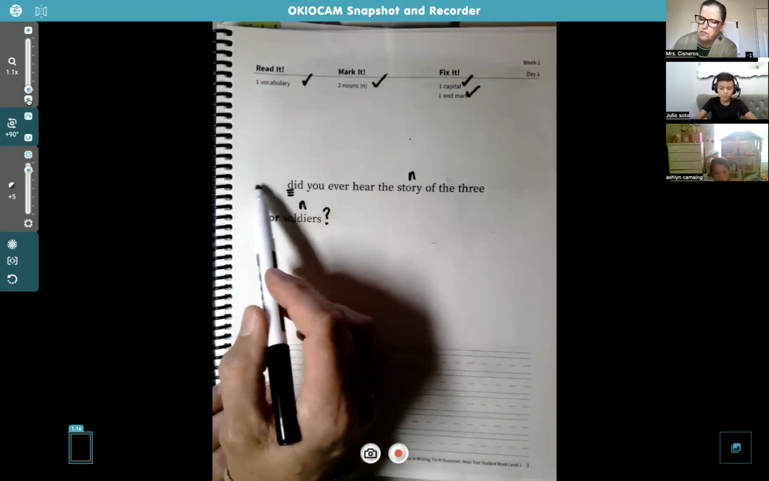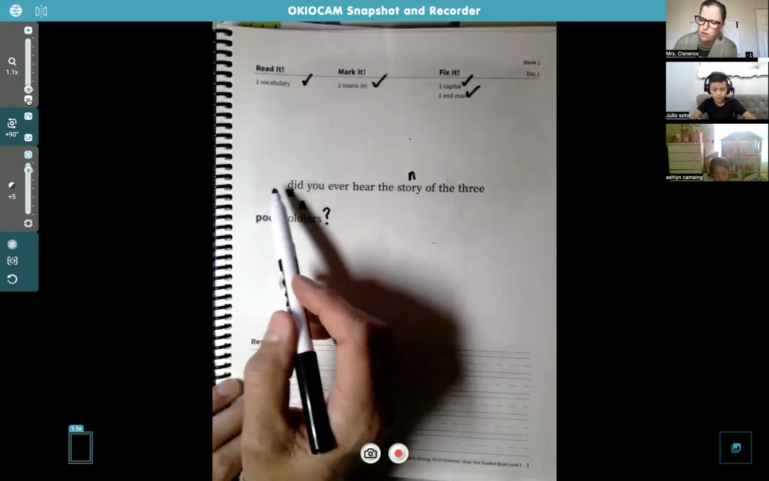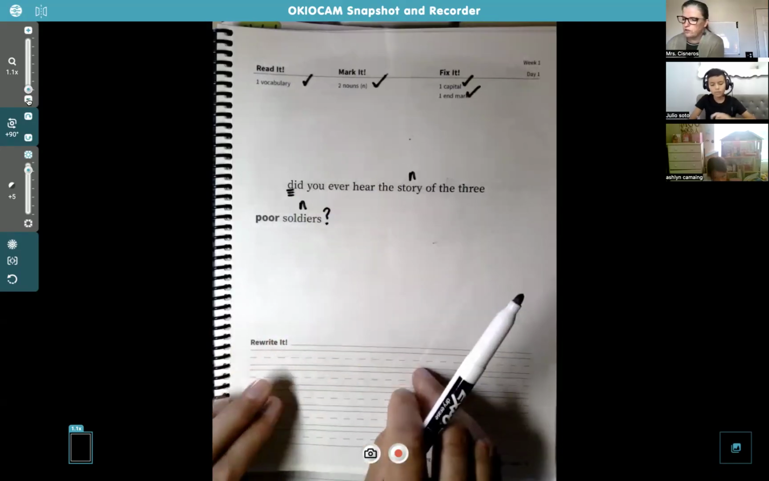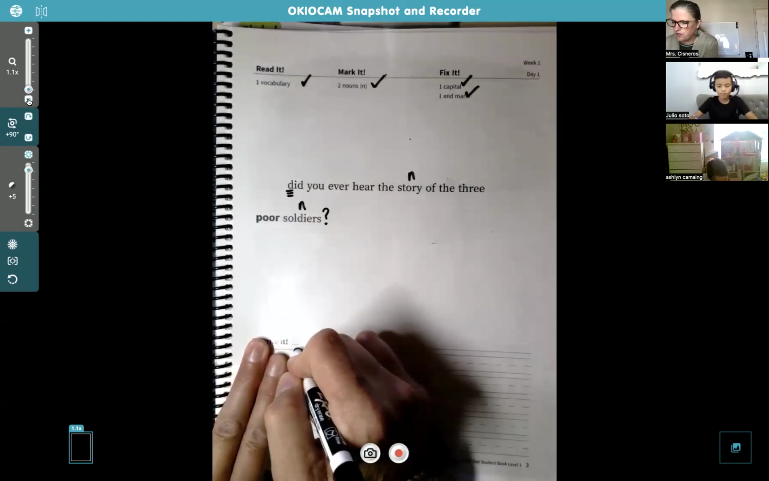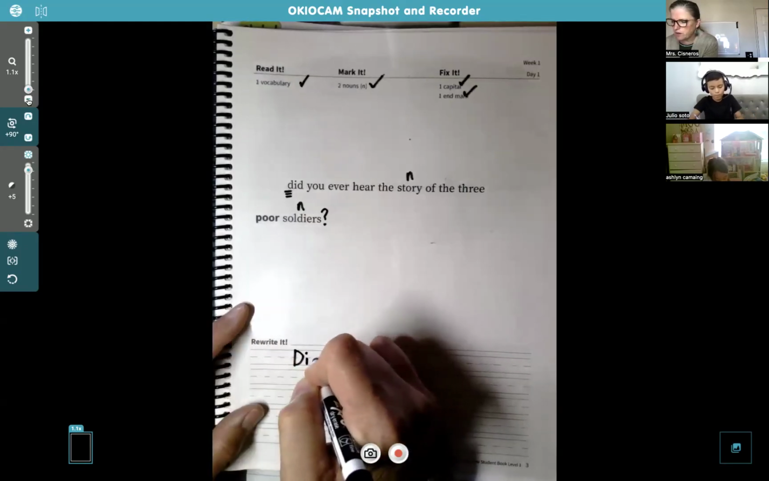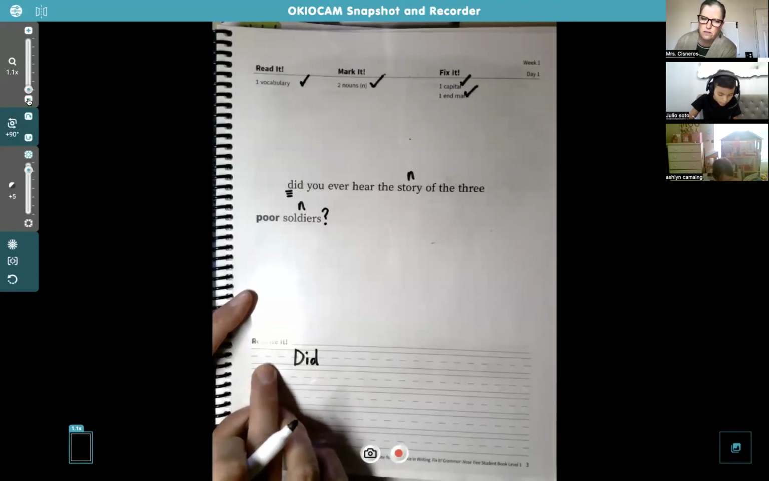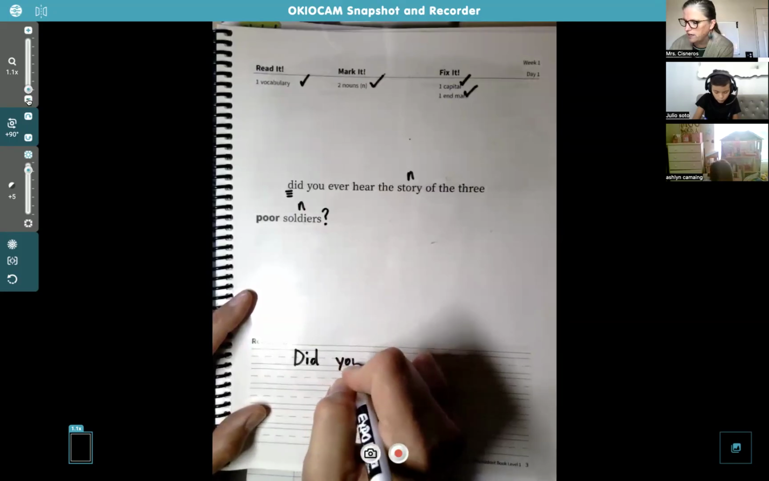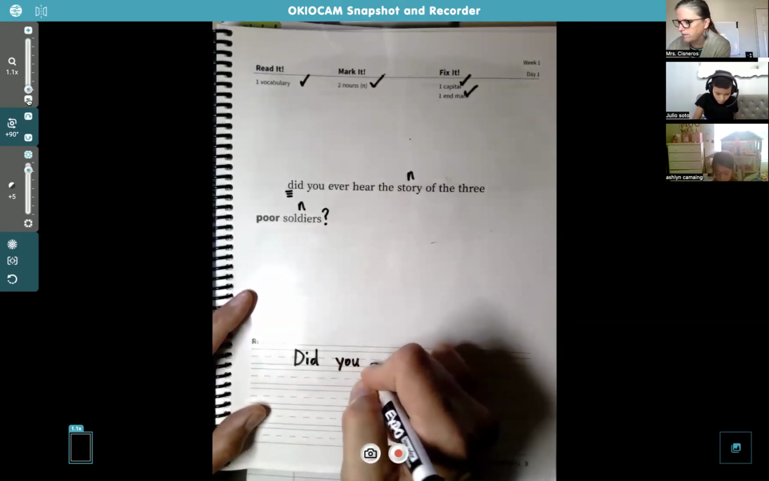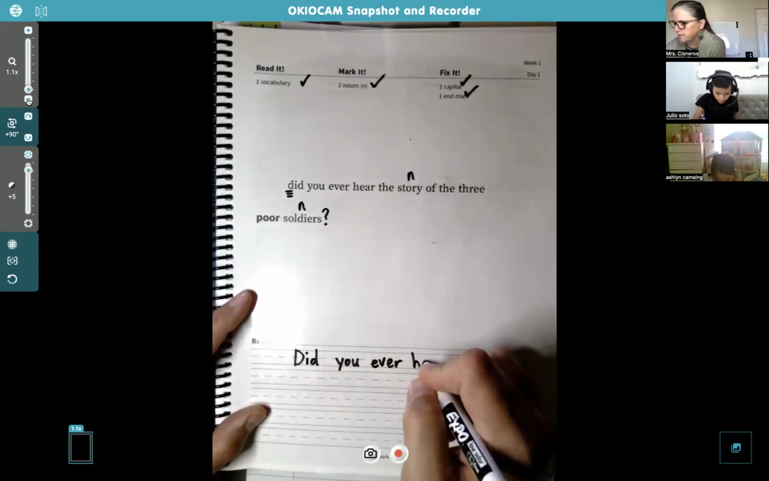But notice this big space right here, by did, that's the indentation that we were talking about. That's the indent. So use a 2-finger space before you start writing. And then you're going to start with a capital D because we're going to fix that part. So leave a space and did, and then go ahead and in your nice handwriting, write out the whole sentence.